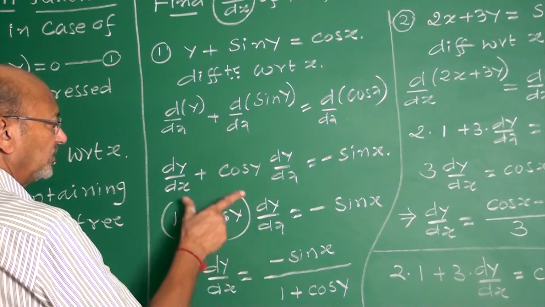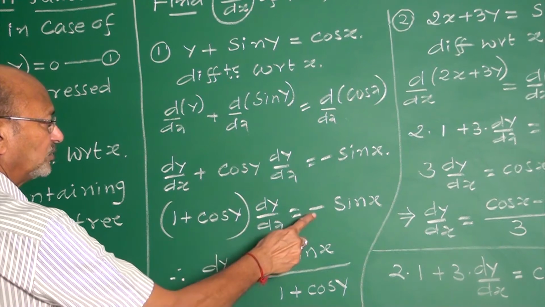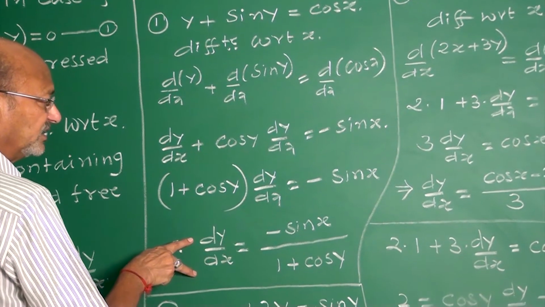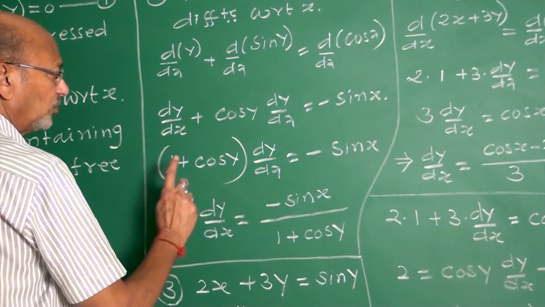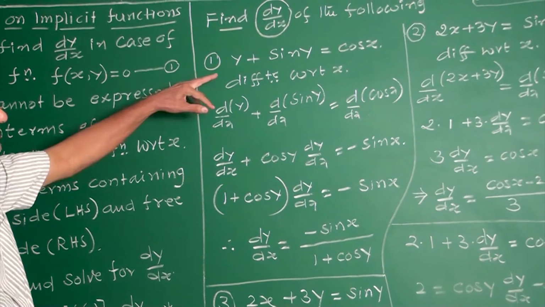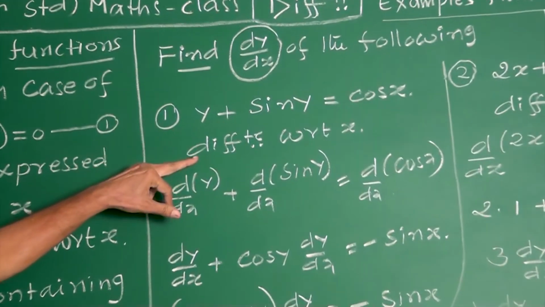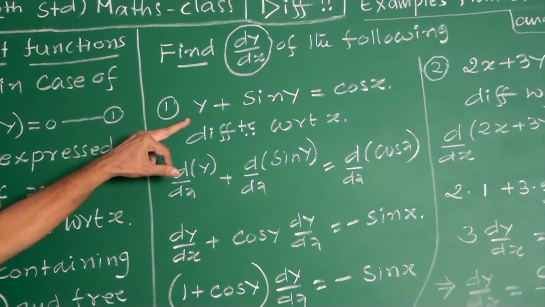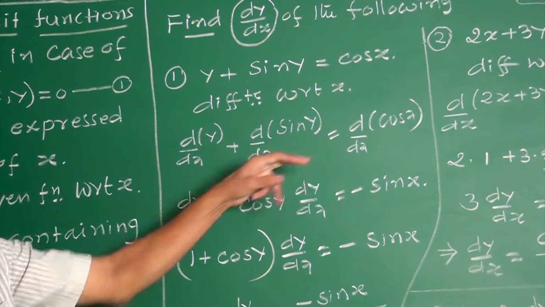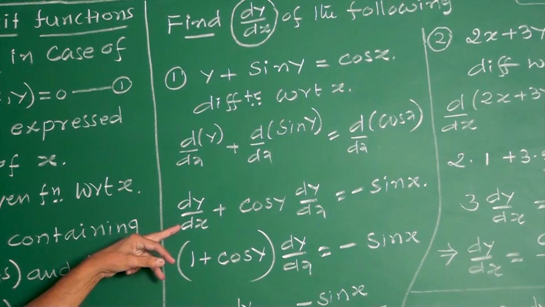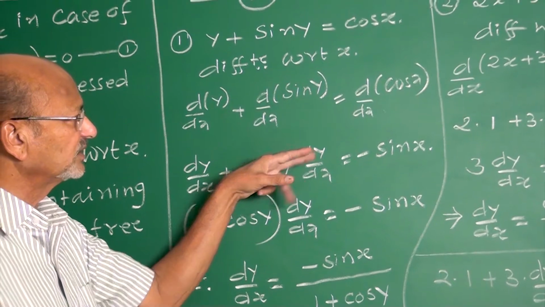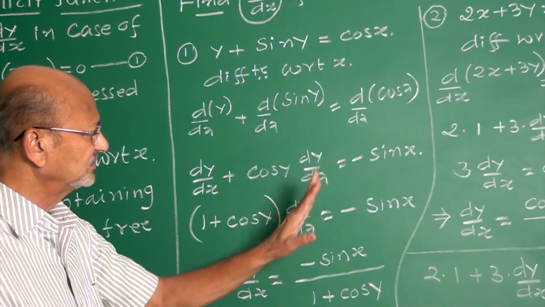Dy by dx is common. 1 plus cos y into dy by dx equal to minus sin x. I told you to solve for dy by dx: minus sin x upon 1 plus cos y. This is dy by dx. What is the first rule? This is a given function. First rule, differentiate with respect to x as it is. Derivative of first, derivative of second, derivative of RHS. Write their derivatives. Derivative of y is dy by dx plus sin y, cos y into derivative of y with respect to x, equal to cos x, minus sin x.